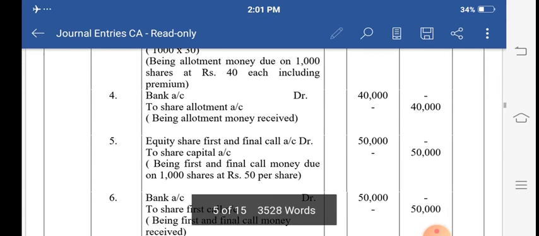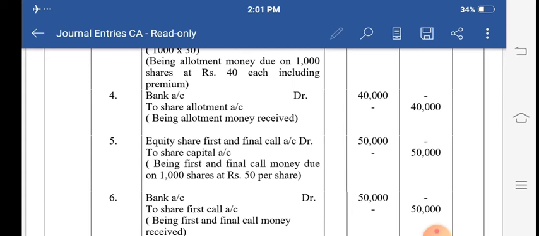Okay, so number 6: bank account debit rupees 50,000 to share first and final call account credit rupees 50,000. Now the narration: being first and final call money received. Okay, so like this you have to pass the journal entries related to the premium.